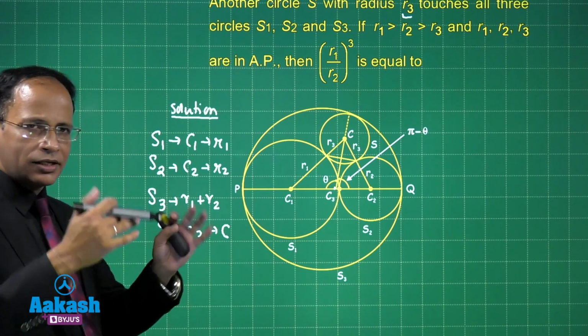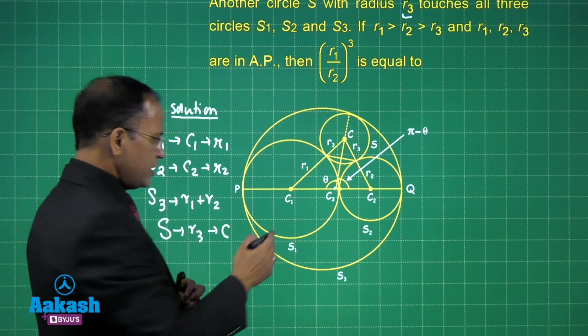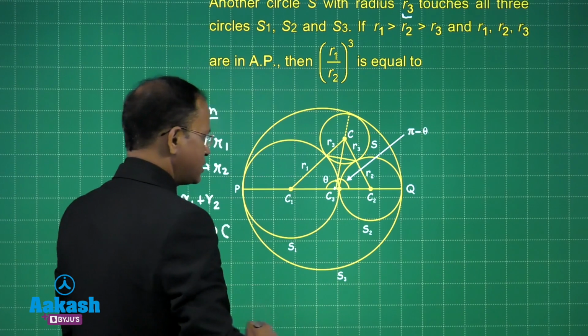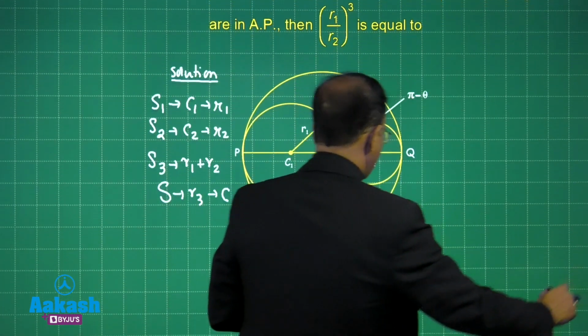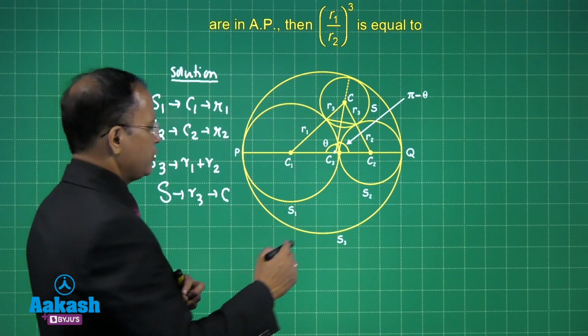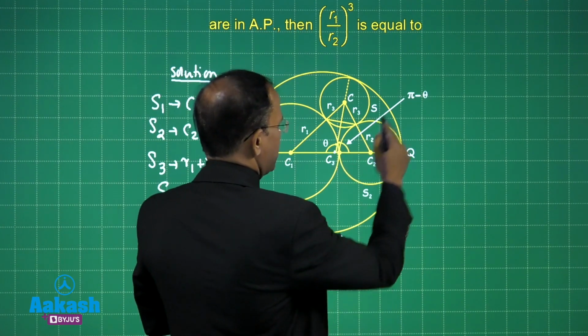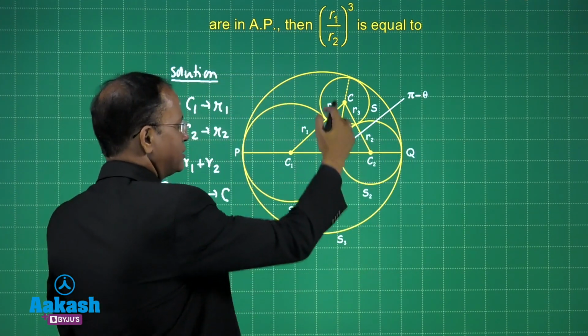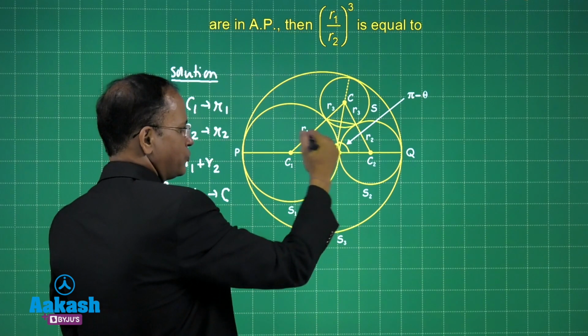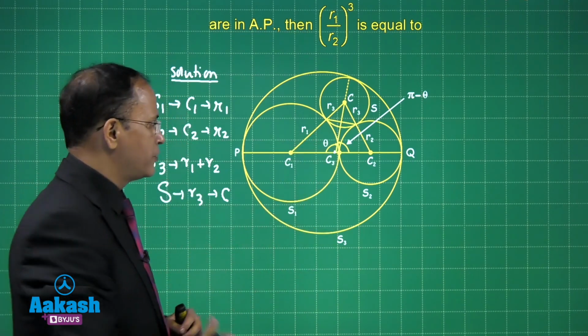Now, how to create that relation? There is a very interesting thing, this is theta. Let us see how we can come out with the relations here. We have theta here and this is pi minus theta, this angle. We have created the triangle, we have joined this C with C3, and two triangles are created.